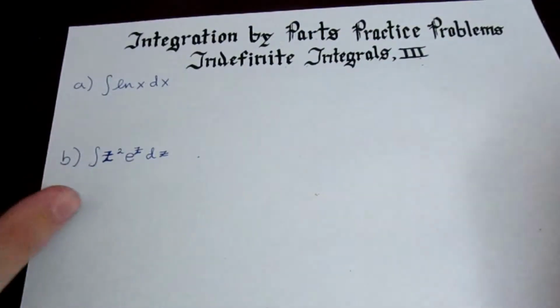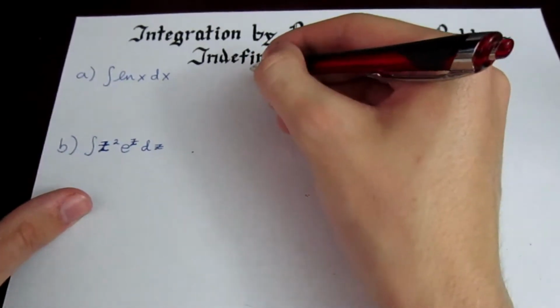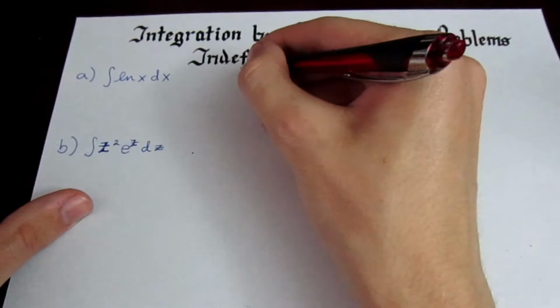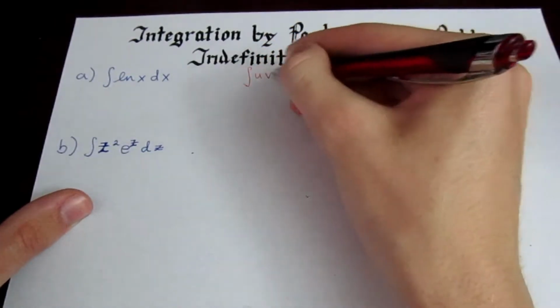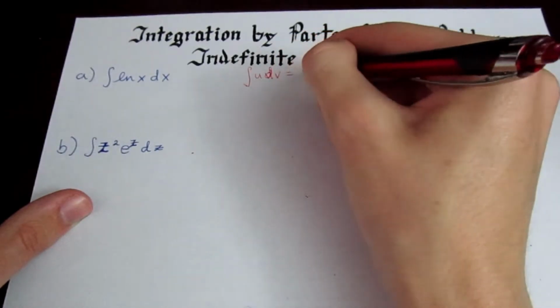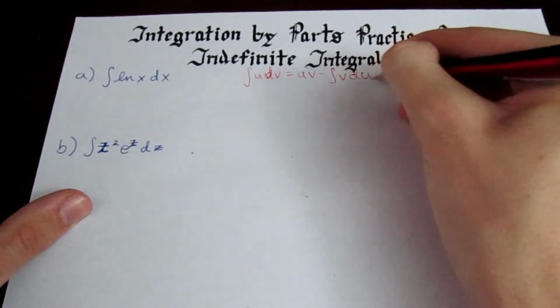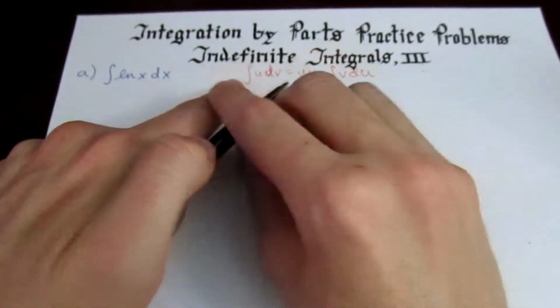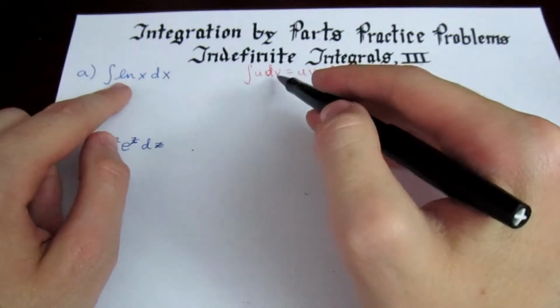And with integration by parts, you really want to look for a product. The formula, which I derived in a previous tutorial, goes like this. The integral of u dv equals uv minus the integral of v du. So the integral of u dv is right here. We just have to pick which one's u and which one's dv.